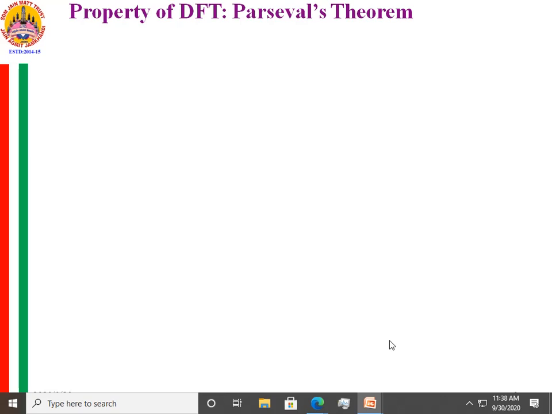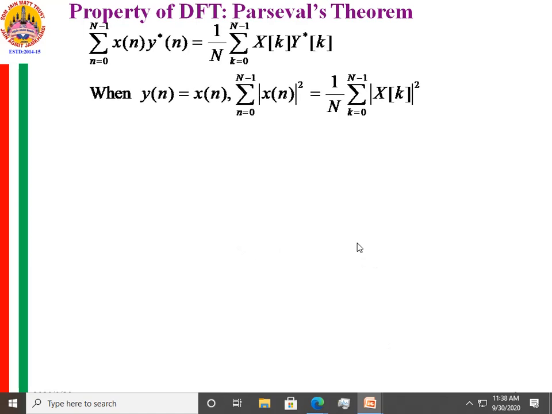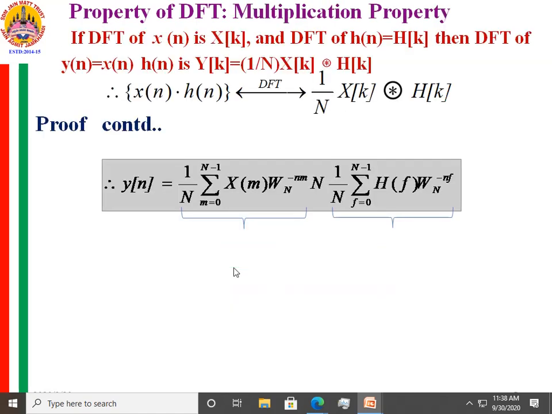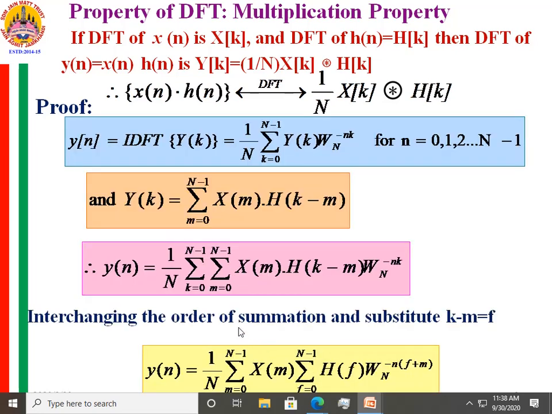Okay, then I will move ahead with the next property, that is Parseval's theorem. Ma'am, the interchanging of that order, ma'am, you previously explained that, ma'am. Yes.